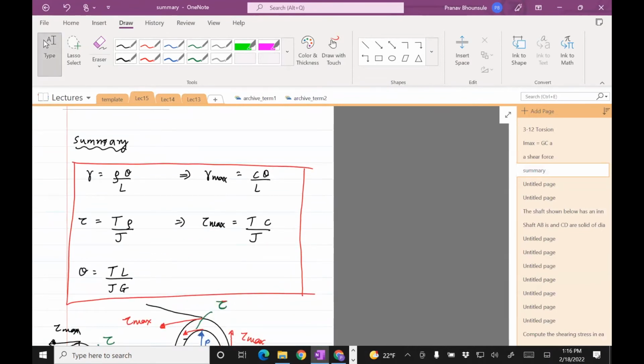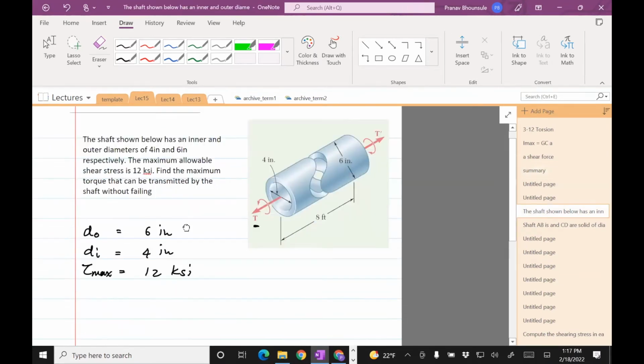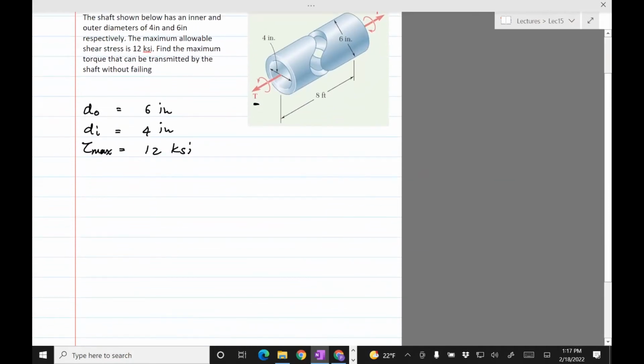So tau max is given, the radiuses are given, so it should be this one, right, where we put tau equals tau max. So tau max equals TC divided by J. And now the question is, what C would you use? Well, the maximum stress occurs where the C is maximum. And so we'll go for outer diameter.